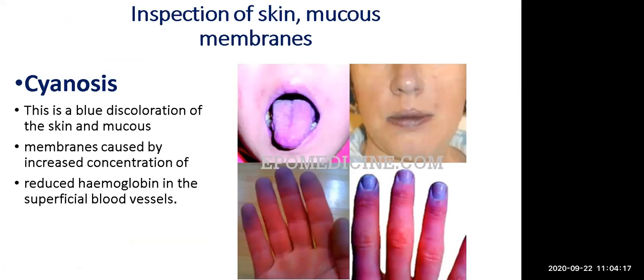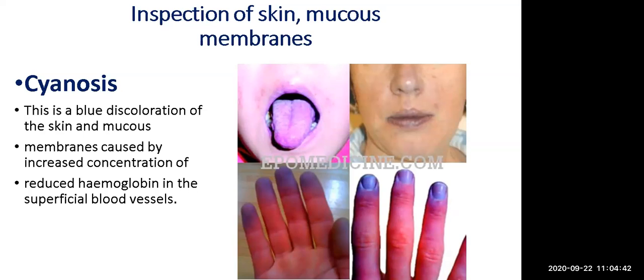The next thing you will check is to inspect the skin and mucous membrane. I think you have already learned about cyanosis from the last semester, but I will remind you. Cyanosis, what does cyanosis mean? In Russian we call it cyanos.